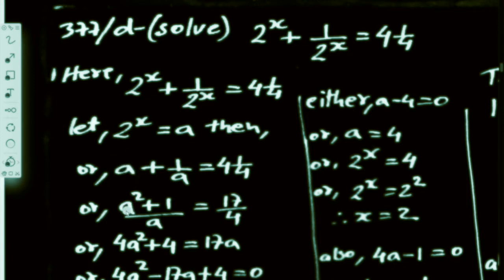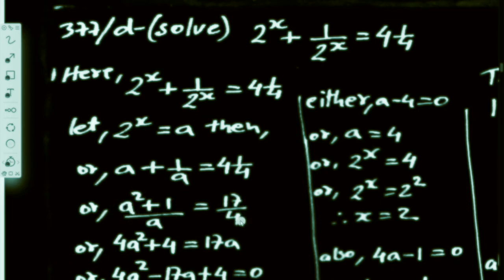Now a into a means a square, plus 1 by a, equals 4 into 4 is 16 plus 1, which is 17 by 4. Now this is our equation. The upper portion should be multiplied with 4 and the lower a should be multiplied with 17, to make the calculation simple.